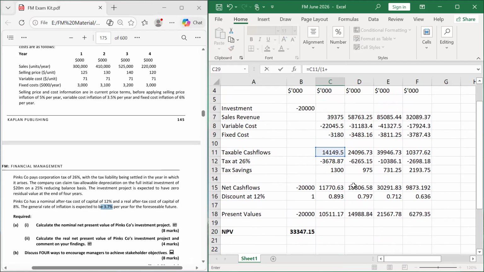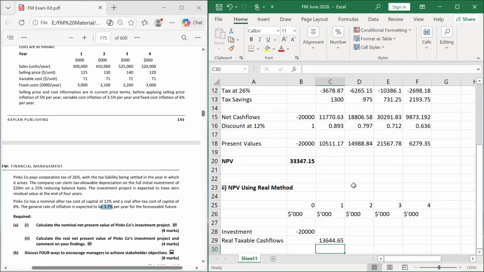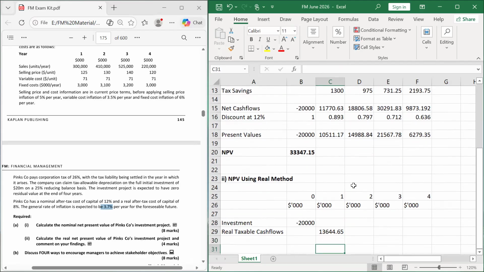So 1 plus 0.037. Now you can take power 1, but it means the same thing. Or I told you a direct way to calculate: 1.037, because 1 plus 0.037 is 1.037. So instead of showing the sum sign, you can just write 1.037 power 1, power 2, power 3, power 4. Power 1 gives you the same thing, so you can just divide it by 1.037. So it will give you the real figure for the real taxable cash flows.